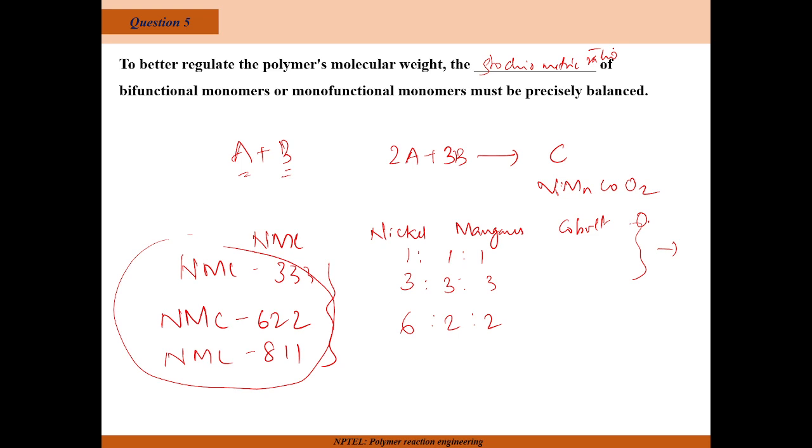Whereas with monofunctional monomers, having a functional group at one end, if the amount of monofunctional monomers is higher, then there is a likely chance that we may not end up with high molecular weight. It will be getting terminated quickly. When we have bifunctional monomer, then definitely we can have high molecular weight. So to regulate a polymer's molecular weight, the ratio of these two has to be precisely balanced. That is the point I am trying to make from this question.